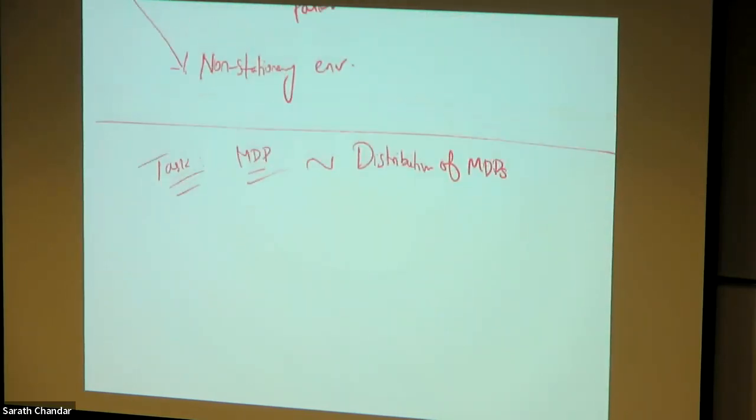Okay, so now how do I generalize across a distribution of MDPs? Any ideas? How can we extend the current algorithms to do this generalization to many MDPs? You can sample from... For example, okay, maybe I'll give you a little bit more of a hint. Let's just take the grid world example.